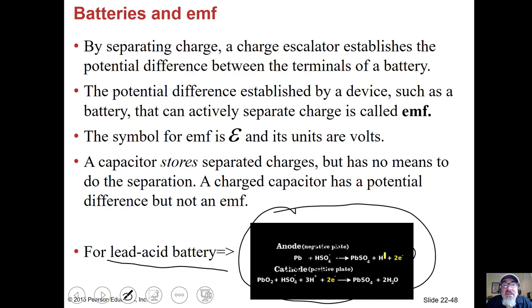So by separating charge, the charge escalator establishes the potential difference, the voltage. And as long as we have enough chemicals there, the battery stays charged up. Okay? And then we build up a voltage, EMF, squiggly E. That E just means battery voltage. So a capacitor stores energy. You separate charge and you use it quickly. A battery, on the other hand, maintains the voltage by chemical processes.